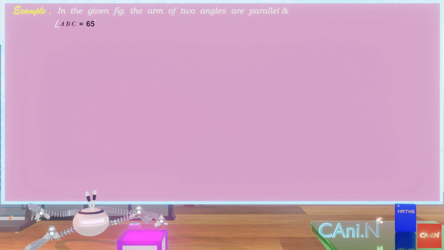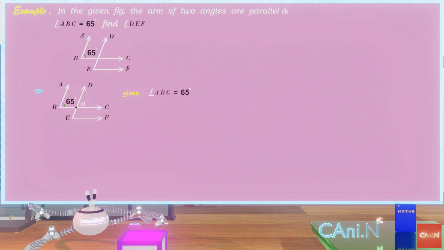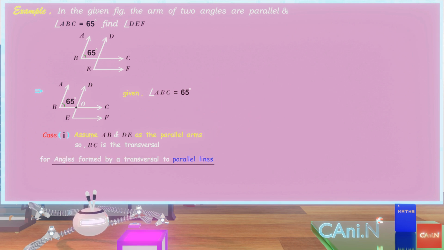Example. In the given figure, the arms of two angles are parallel, and angle ABC equals 65 degrees. Find angle DEF. Given, angle ABC equals 65 degrees. Case 1. Assume AB and DE as the parallel arms. So, BC is the transversal. For angles formed by a transversal to parallel lines, corresponding angles are equal, that is, angle ABC equals angle DOC. So, angle DOC equals 65 degrees.